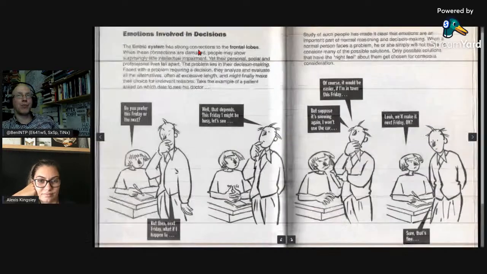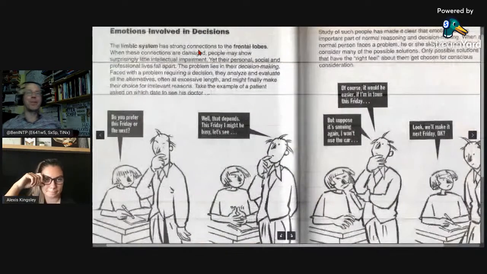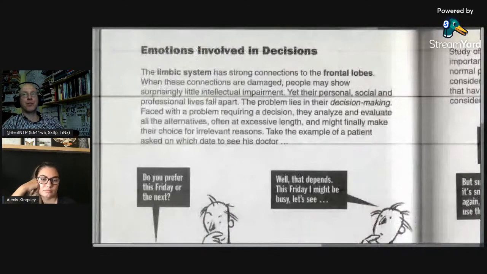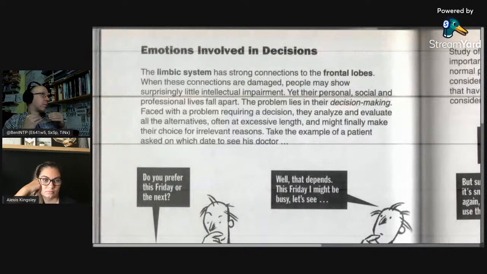So I will zoom in. The limbic system has strong connections to the frontal lobes. Actually it was George Binney Dibley who related the limbic system to instinct. He called it the optic thalamus, but the thalamus is in there. When these connections are damaged, people may show surprisingly little intellectual impairment, yet their personal, social, and professional lives fall apart. The problem lies in their decision making.